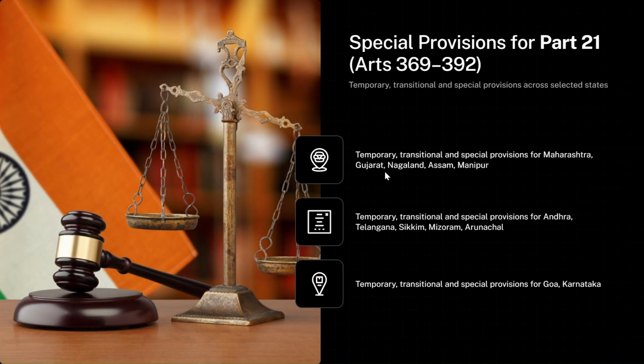Next, we move on to the special provisions under Part 21, that is Article 369 to 392. These are temporary, transitional, and special provisions for specific states like Maharashtra, Gujarat, Nagaland, Assam, Manipur, Andhra Pradesh, Telangana, Sikkim, Mizoram, Arunachal Pradesh, Goa, and Karnataka.